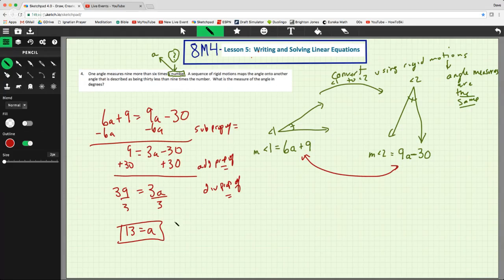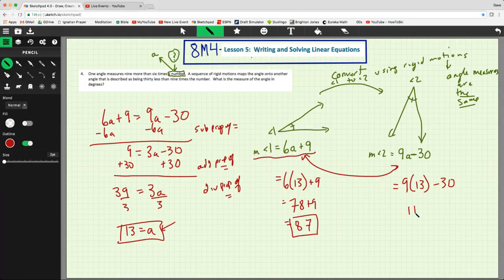Now, if I solve it, is this how big the angles are? And the answer is no, because the measure of angle 1 is 6 times A plus 9. I have to say 6 times 13 plus 9, which is equal to 78 plus 9, which is equal to 87. And the measure of angle 2 is equal to 9 times 13 minus 30, or 117 minus 30, which is also equal to 87, which is good because they have to come out to the same number, or I know that my answer would be incorrect.